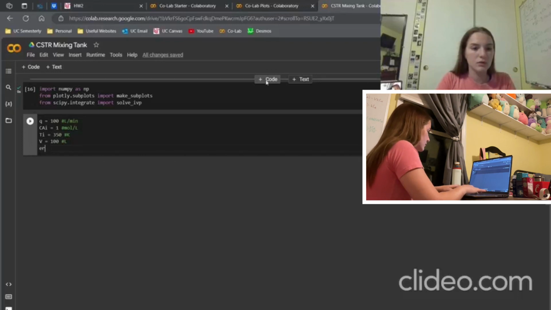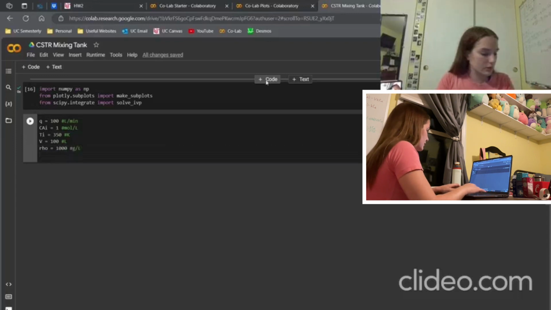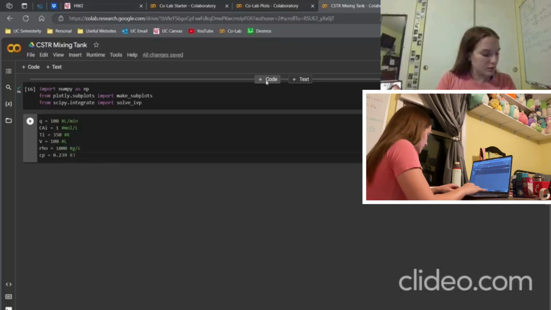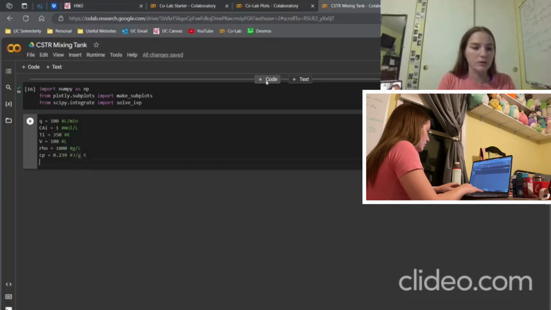Our rho is equal to 1,000 grams per liter. Our heat capacity is equal to 0.239 joules per gram Kelvin. Our negative delta HR is equal to 5 times 10 to the 4th.